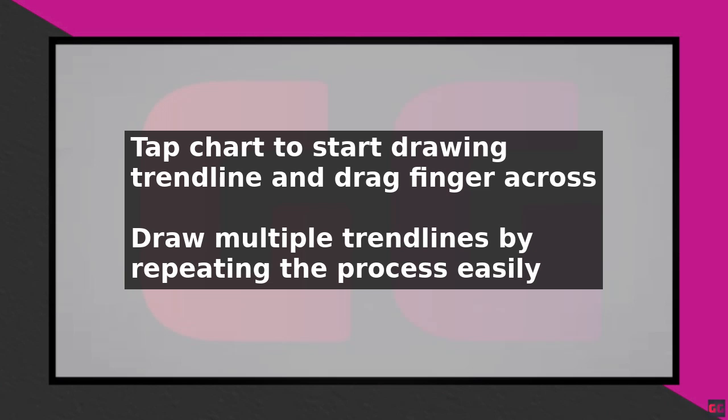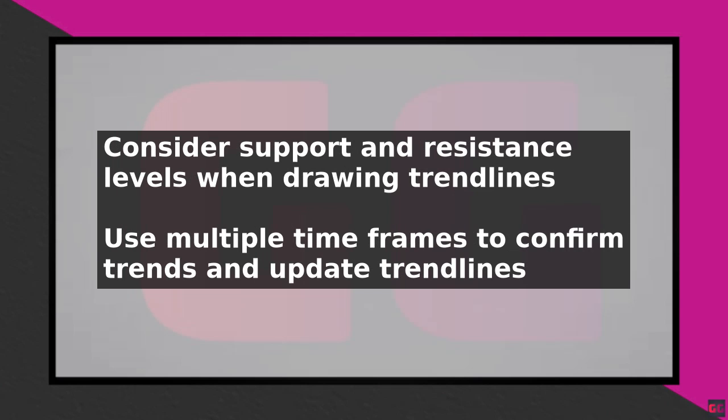When drawing trend lines, it is essential to consider key concepts such as support and resistance levels, chart patterns, and market trends. Support levels are areas where the price has bounced back in the past, while resistance levels are areas where the price has been rejected. Chart patterns, such as triangles and wedges, can help you identify potential trend reversals.